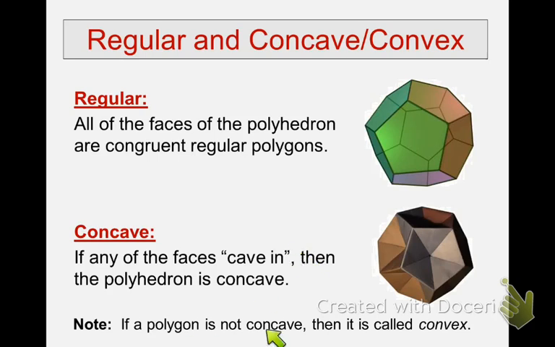If a polygon is not concave, then just like before, we called it convex. So those are not new words. They have basically the same meaning as we did when we looked at regular polygons.